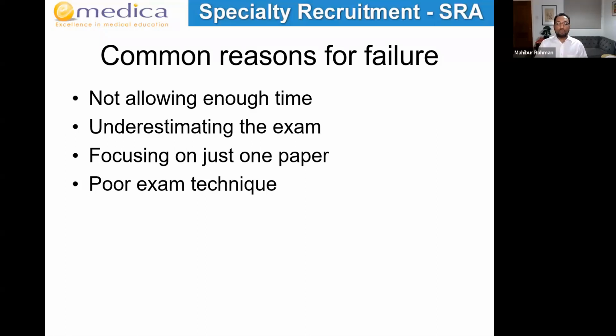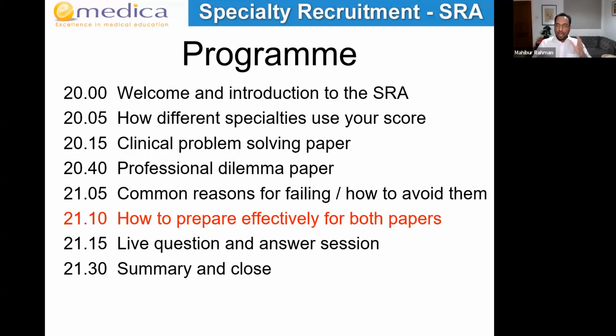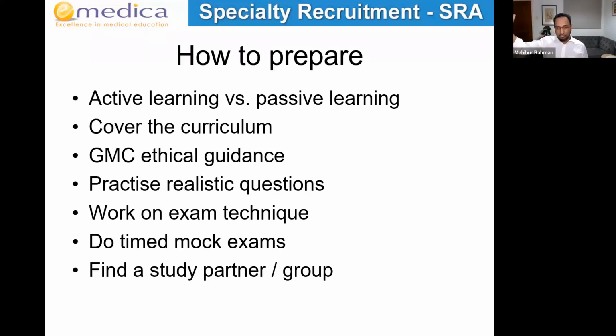Another problem is that a lot of doctors focus on just one paper. So they do brilliantly in clinical, but awfully in the SJT, and overall they do poorly, and then they don't get a good score. And finally, poor exam technique. So these are the common reasons to fail. So how are you going to avoid them? How to prepare so you get band 4s?